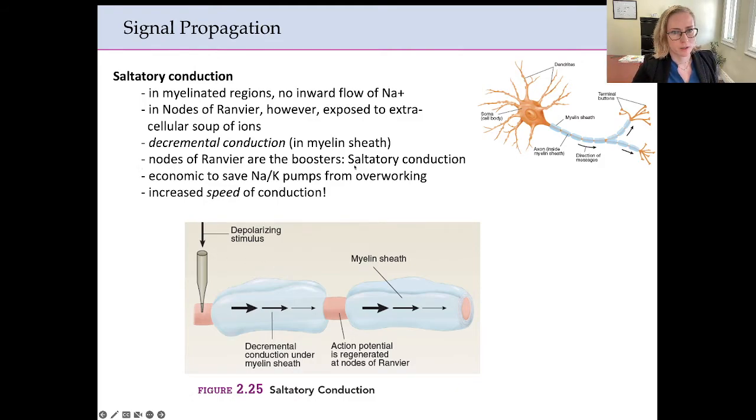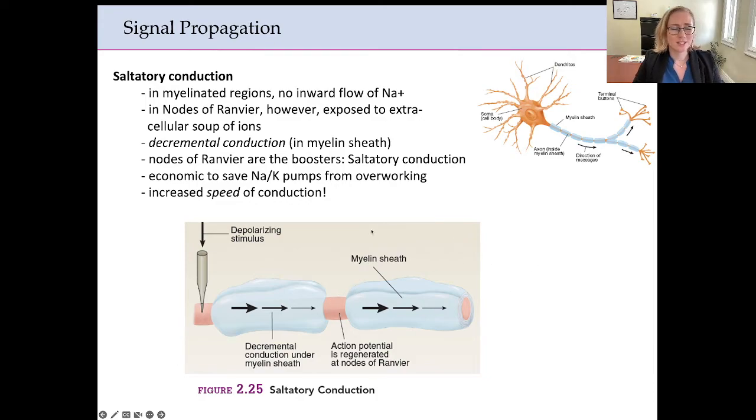So nodes of Ranvier are the boosters. We call this saltatory conduction because of the saline solution it's sitting in, right? I said sodium chloride is on the outside. So because of salt, saline conduction, that can help boost the signal down.